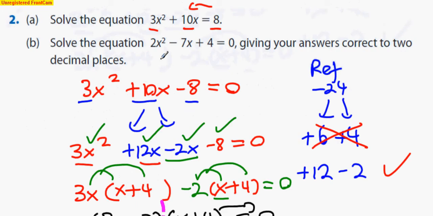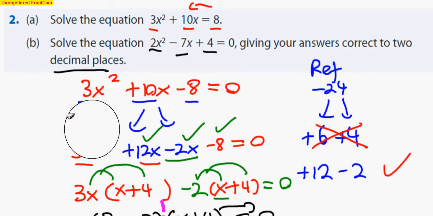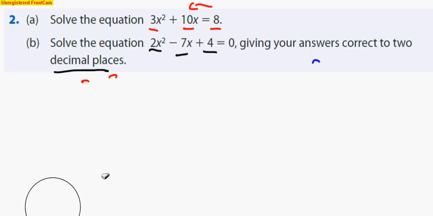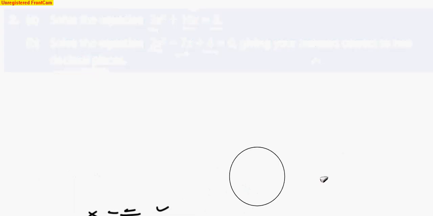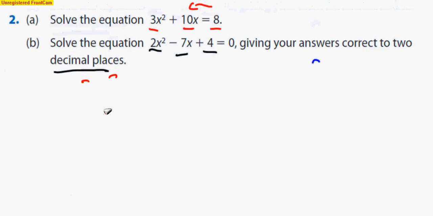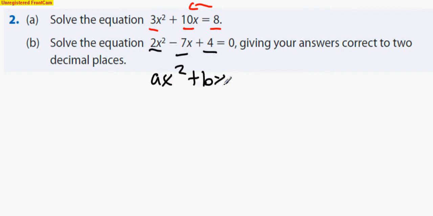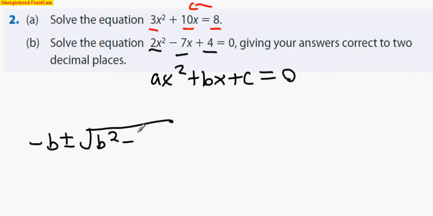Okay. Solve the equation 2x squared minus 7x plus 4, given your answers correct to two decimal places. Anytime you see two decimal places, this indicates that you can't do this equation using the reference number. Instead, you have to use the minus b formula, okay? Now what the minus b formula states is, when you have ax squared plus bx plus c, to solve this equation, you can say that x equals minus b plus or minus the square root of b squared minus 4ac all over 2a.